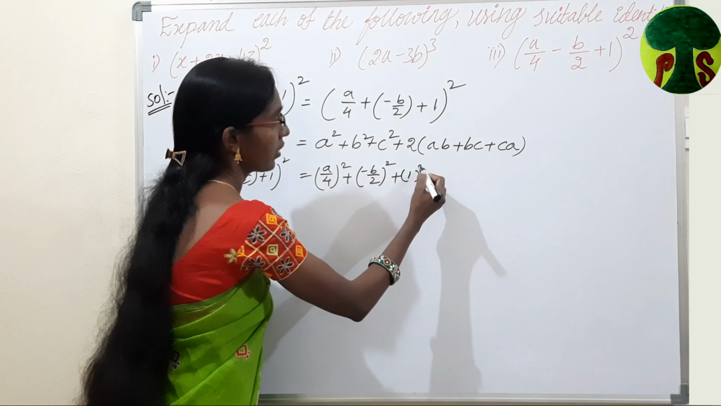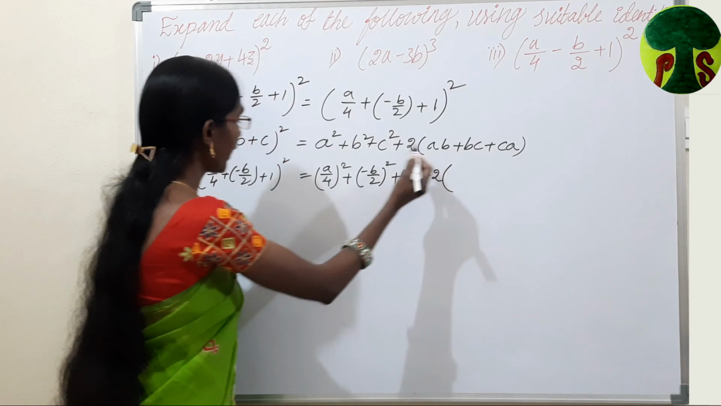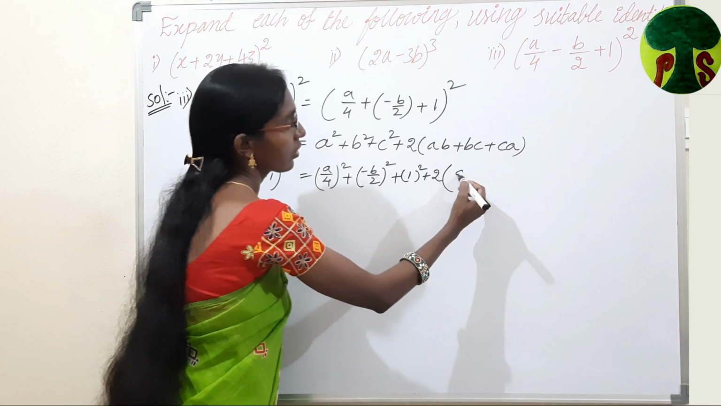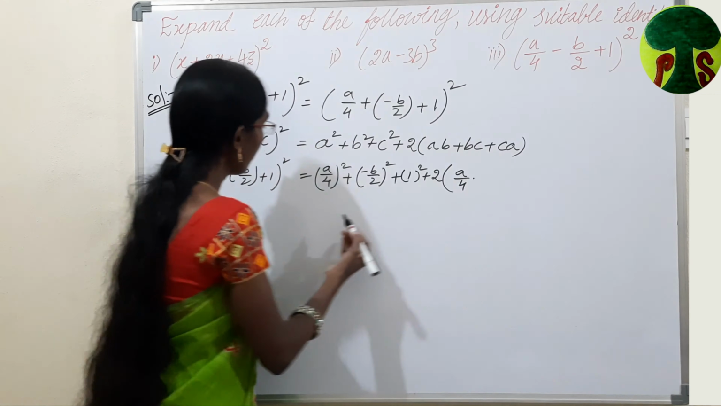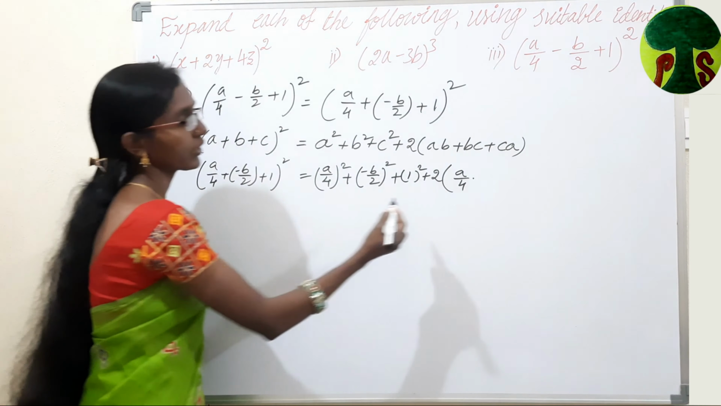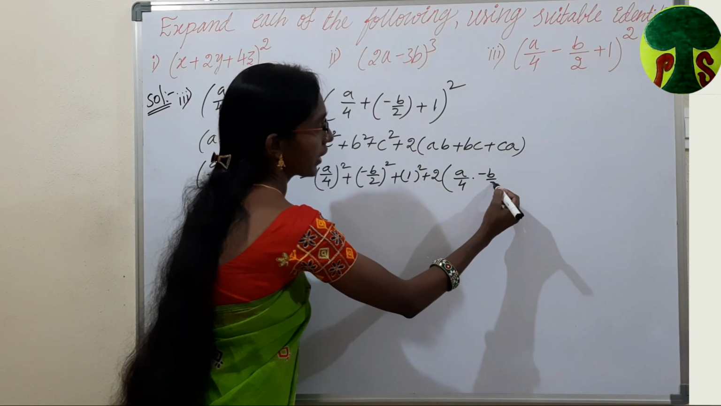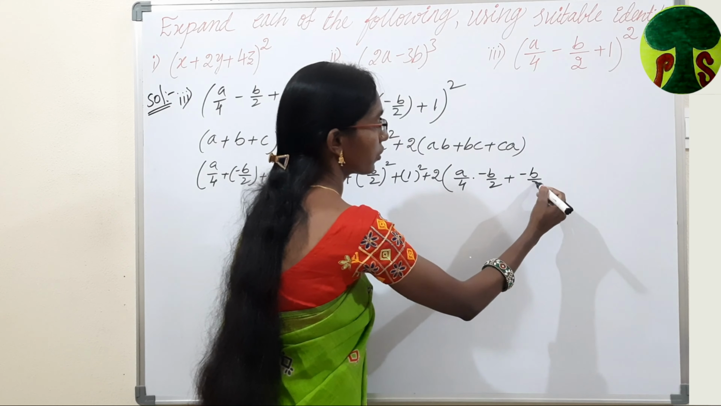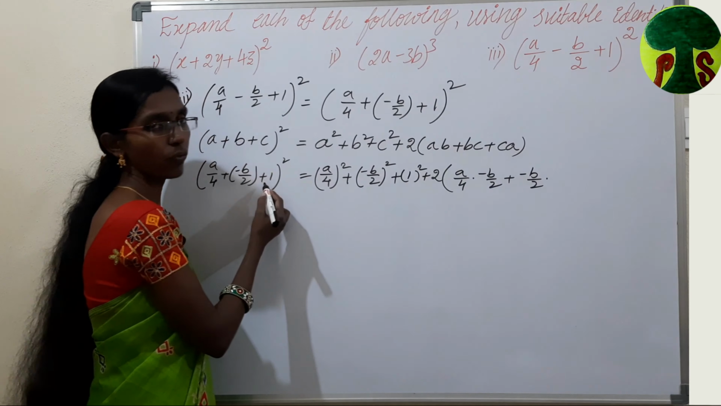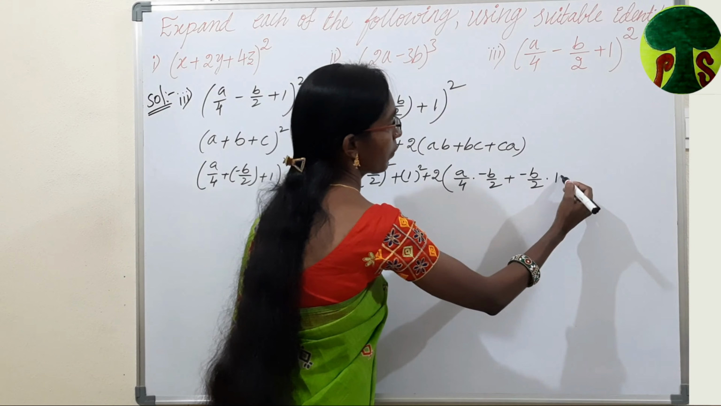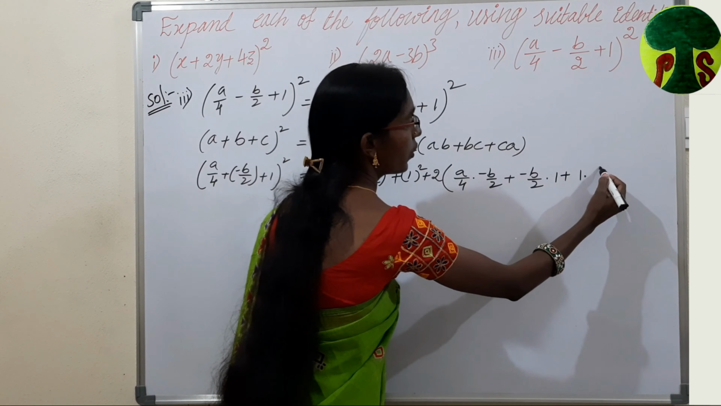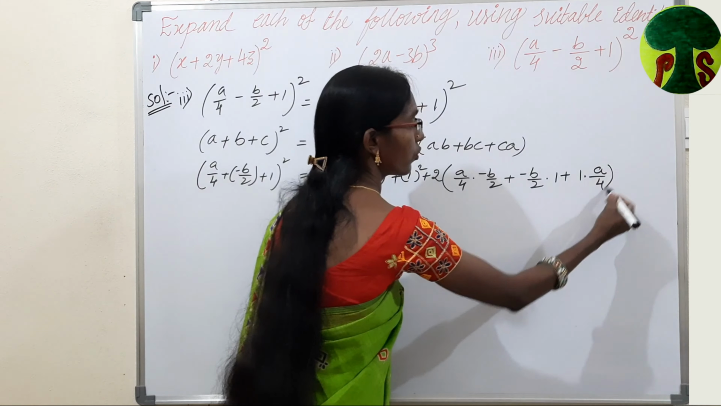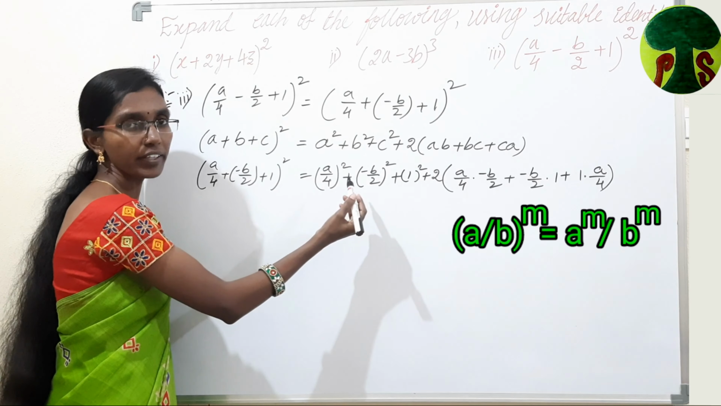1 square plus 2 into a, which is a/4, into b value, which is -b/2, plus again b value, that is -b/2 into c value, which is 1, plus c, which is 1, into a value, which is a/4. Now we have to simplify the RHS.